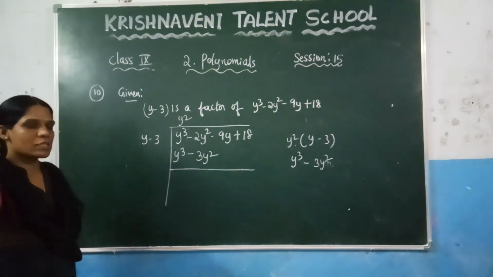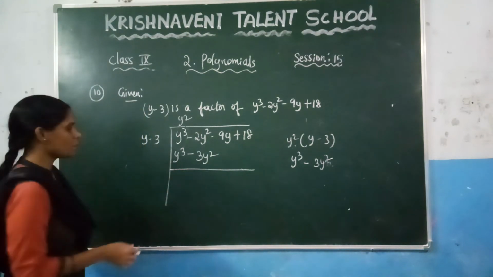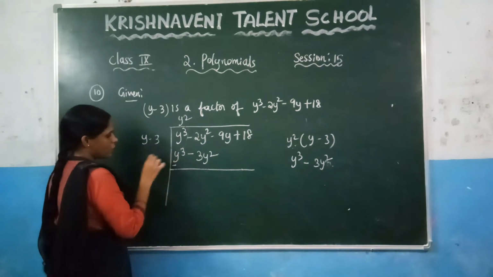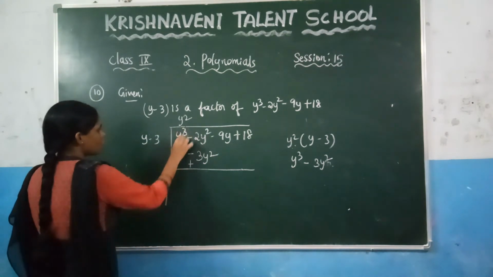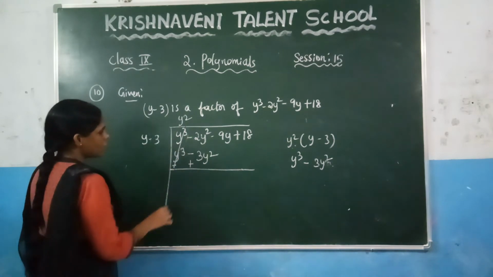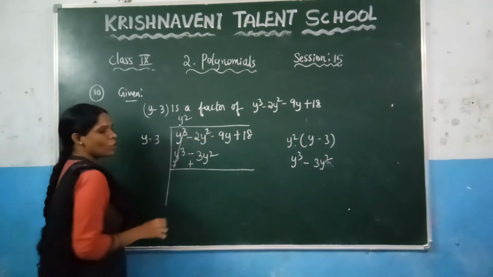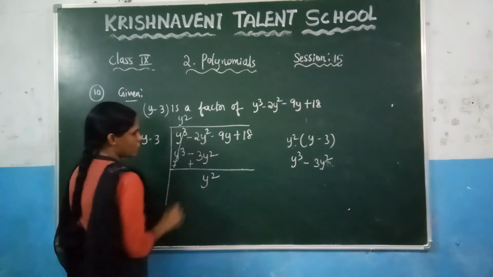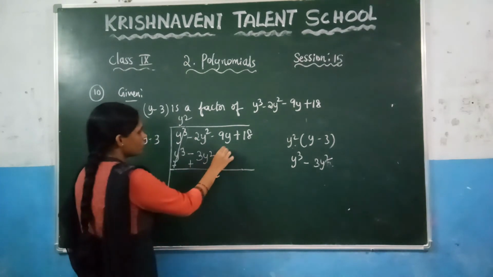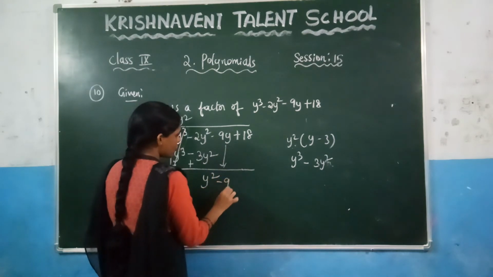Now after that, what is the next step? You need to change the symbols. Here plus is there, so keep minus. Minus, in place of minus, you need to keep plus. These two will get cancelled. And what is there here? Plus 3 minus 2. What is the value of 3 minus 2? It is 1. 1 into y square is y square. Now you need to bring this one down, minus 9y.